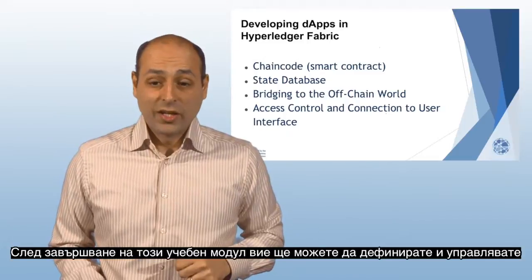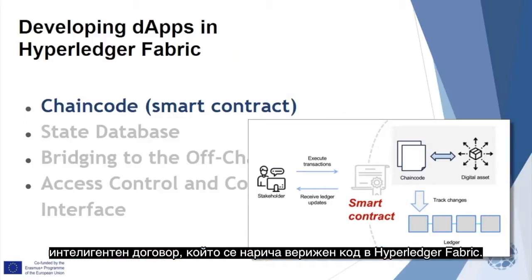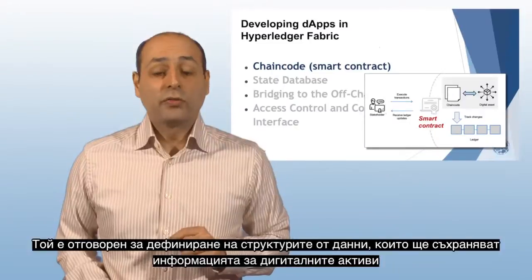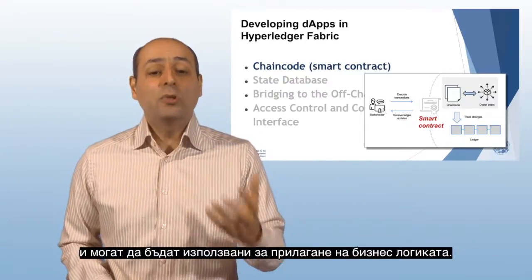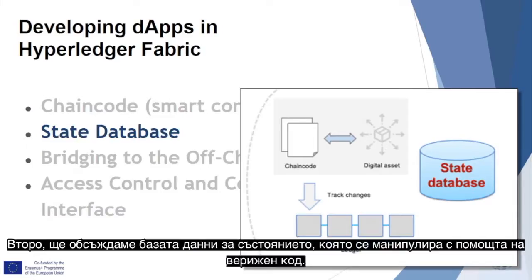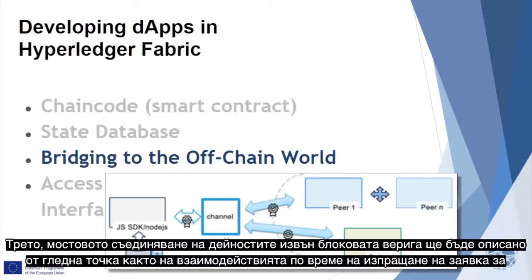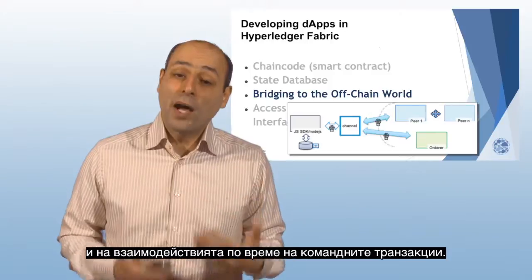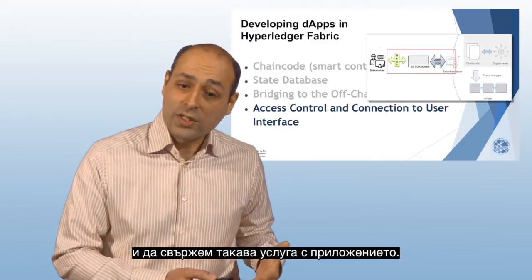After completing this learning unit, you will be able to define the chain code, namely the smart contract as it is called in Hyperledger Fabric. It is responsible for defining the data structures that will hold the information about the digital assets and can be used to implement the business logic. Secondly, we will discuss the state database, which is manipulated by means of the chain code. Thirdly, the bridging to the off-chain will be described in terms of both interactions during query of transactions and interaction during commanding transactions. Finally, we will discuss how to initialize the authentication services and connect such services with the application.